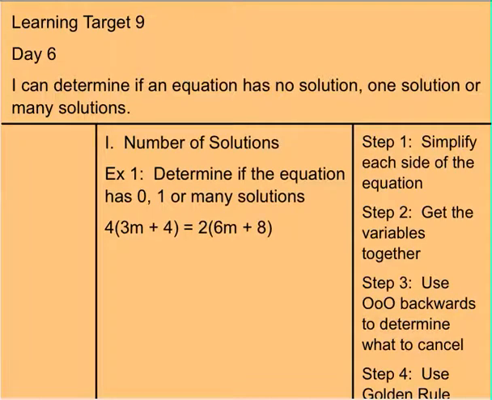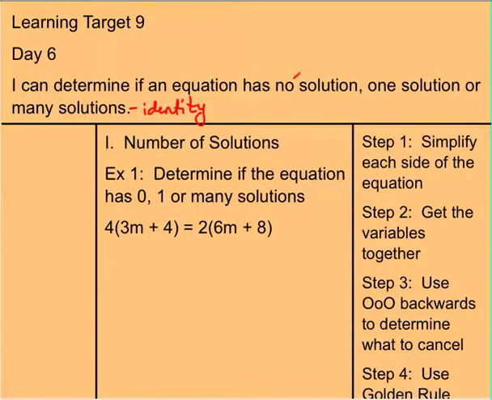Today we're looking at learning target 9. We're still solving equations. Day 6 is determining if an equation has no solution, one solution, or many solutions. The book has some different vocab for this, so I want you to be aware of that as well. Many solutions would be called an identity.